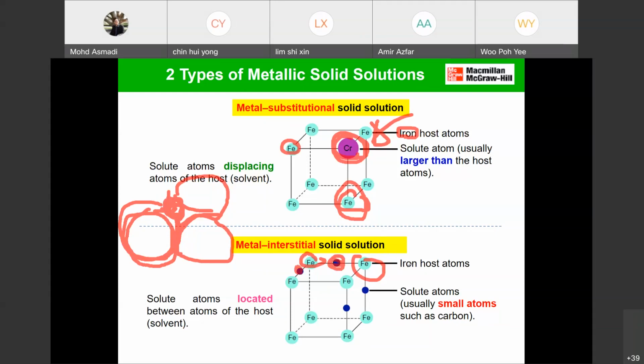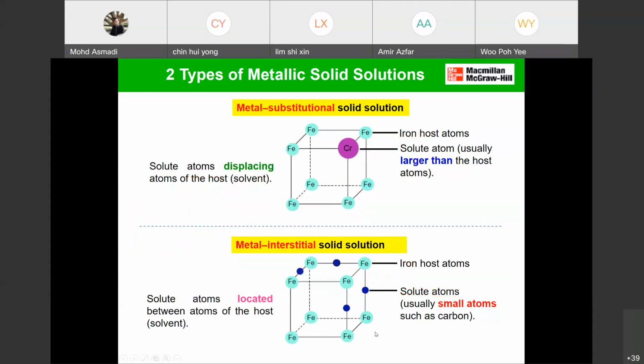For example, here iron is the host atom and the solute atom is like carbon. Actually, we can know the diameters from the data; you can refer to the handbooks.